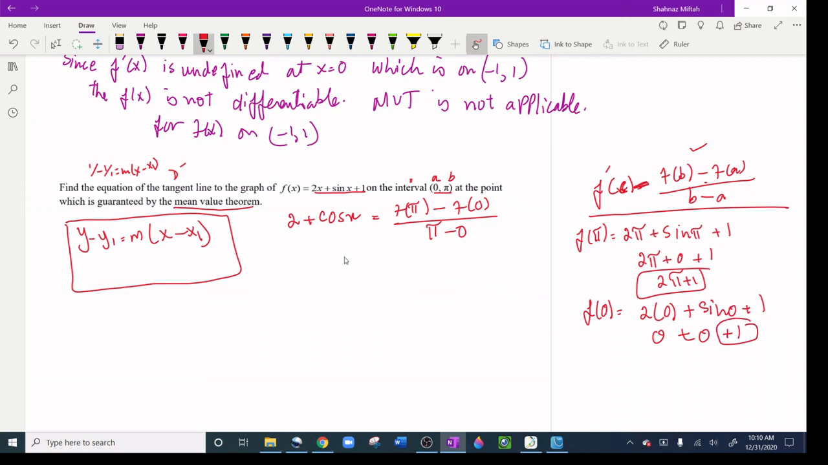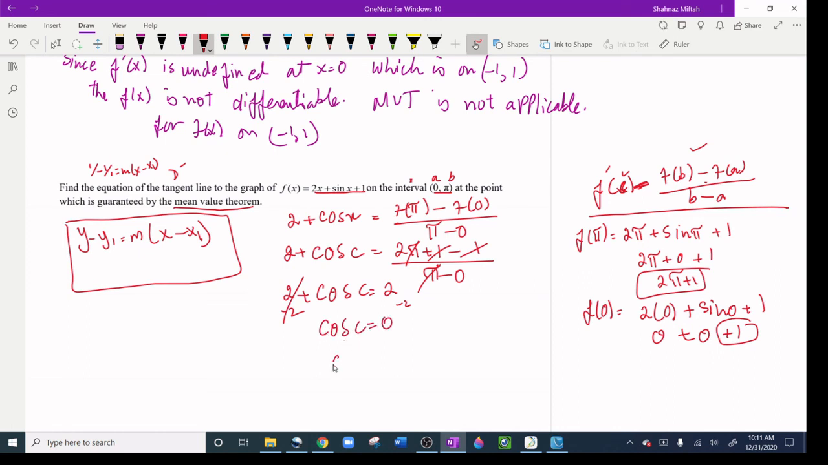So that's just 1. So let's plug in everything, and I'm going to change this x to c because we need a c. So cosine c, that c is my x. You already know c is always x. So 2 plus cosine c, f of pi is 2 pi plus 1, minus 1 for f of 0, over pi minus 0. The pi cancels out, I'm left with 2. So I got 2 plus cosine c equal to 2, and I subtract 2 from both sides. I need a c, that x value. So cosine c equals 0. When I take the inverse cosine of both sides, I get cosine inverse of 0.